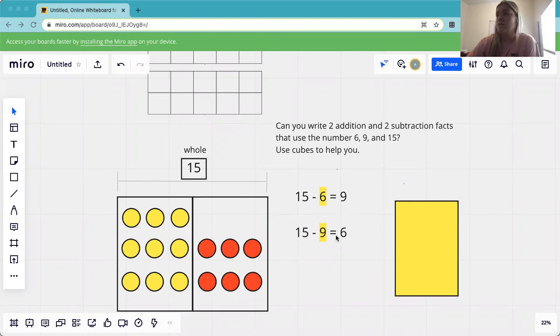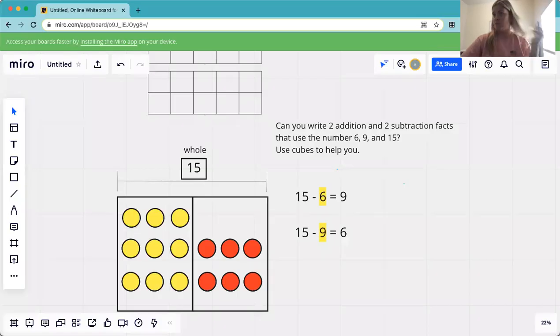And then also looking at this, our whole 15 is being subtracted. It is having a different part being subtracted from it. So here, 9 is being subtracted instead of our 6. Alrighty. So let's look at this real quick. So let's look at all these facts.